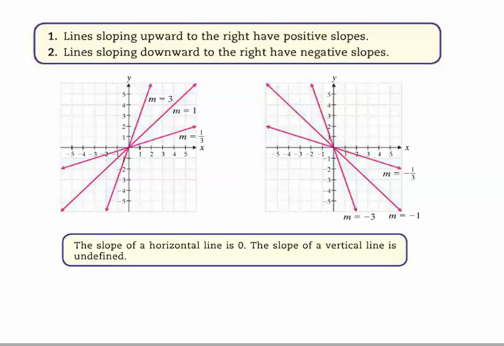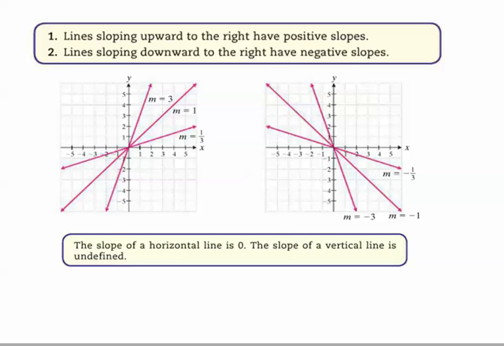And lines that slope downward to the right, that means if you go down from left to right, we say that those slopes are negative. Now, how about a horizontal line? Well, a horizontal line has a slope of 0 because there is no change in y. But a vertical line has an undefined slope because there's no change in x, and since x is in the denominator, a change of 0 will have you dividing by 0, and that can't be done.